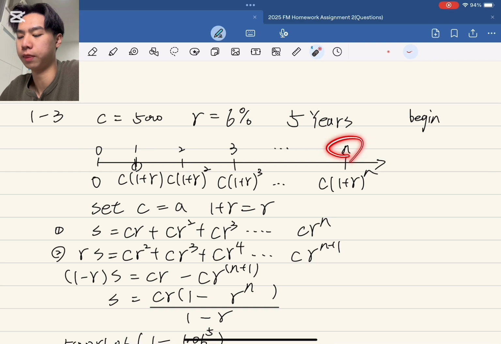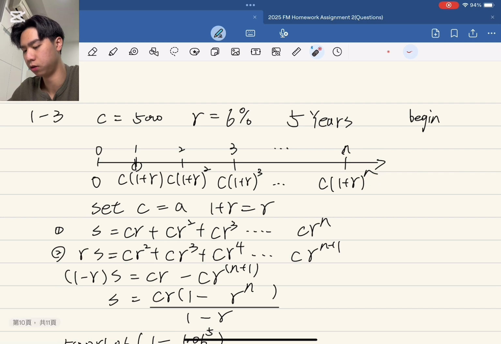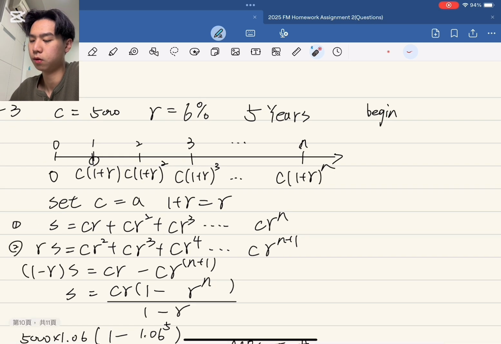And how about the number n years? In number n years, we use the previous record. The exponential number is what the years are. In the first year, the exponential number is 1, in the second year we raise to the power of 2, in the third year we raise to the power of 3. So in number n years we raise to the power of n.